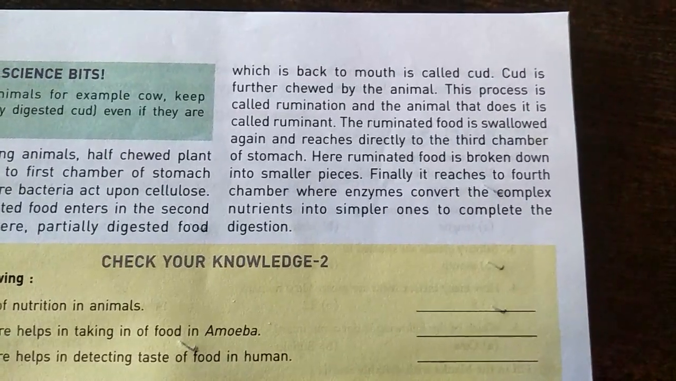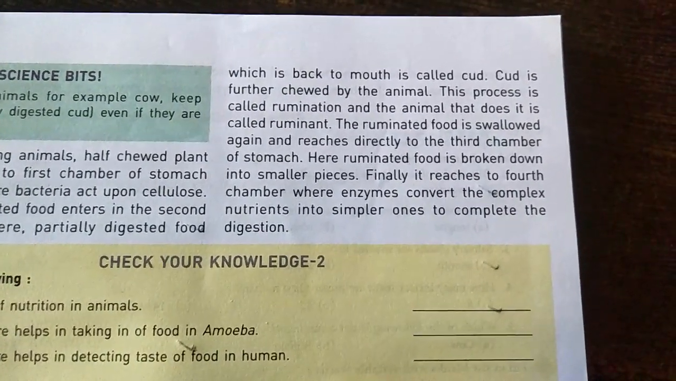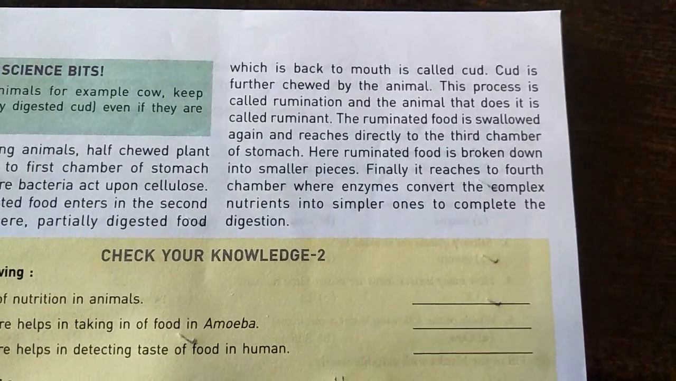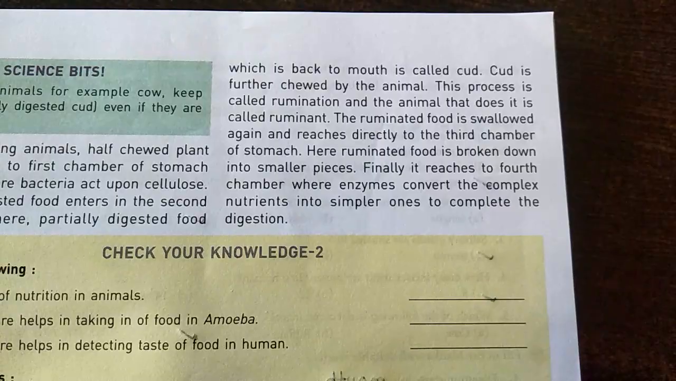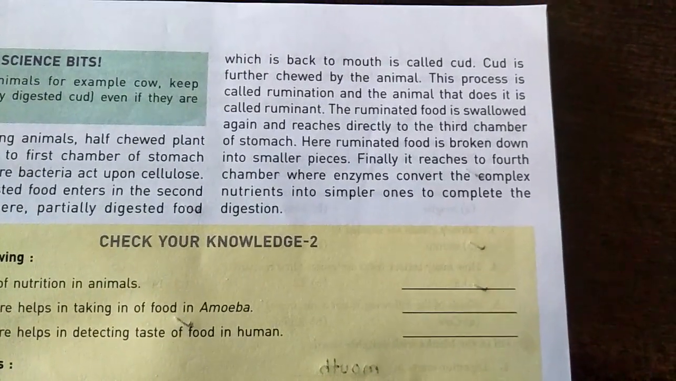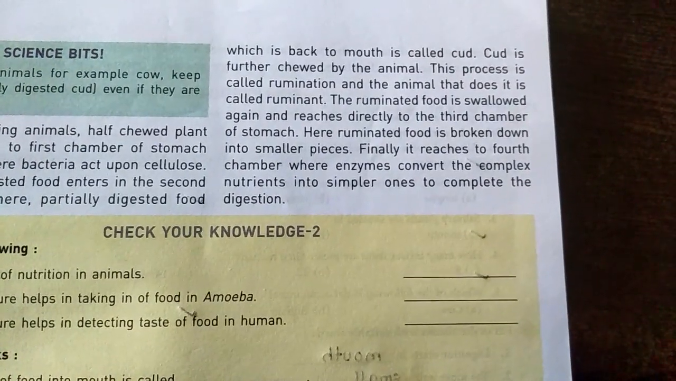The cud is further chewed by the animals. It means it is chewed again, because the first time they do not chew it properly, they just take it in temporarily. This process is called rumination. And the animal that does it is called a ruminant. Those that perform rumination are known as ruminants.